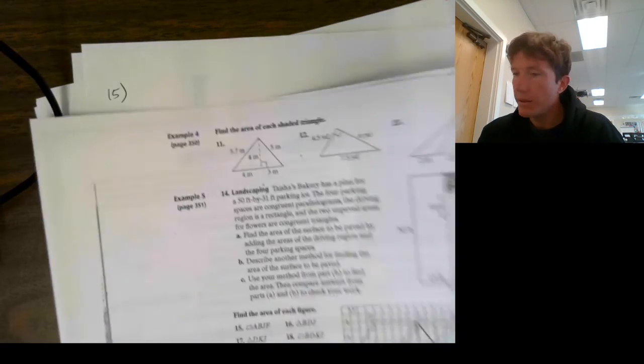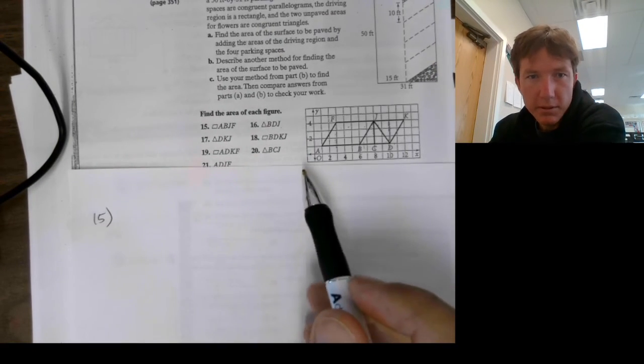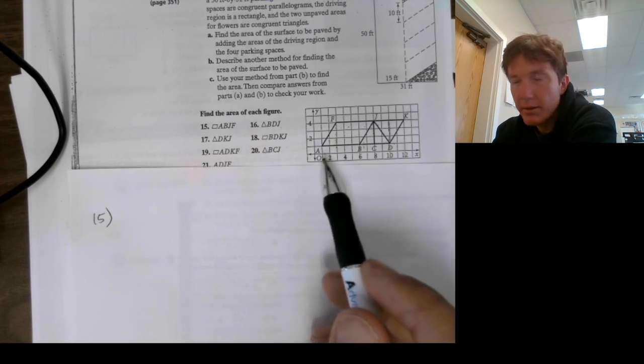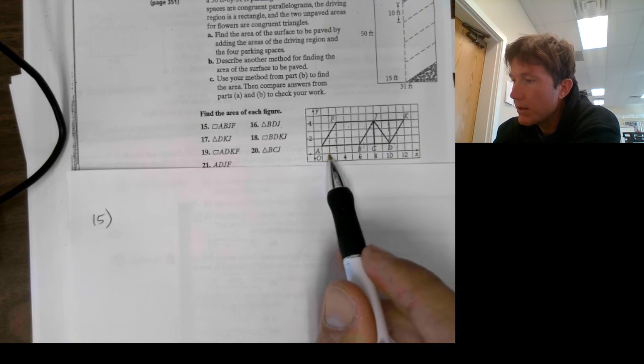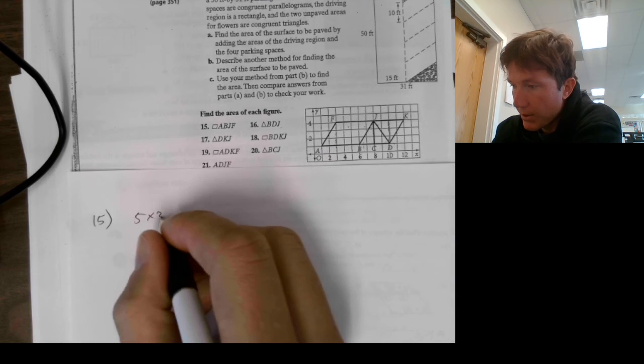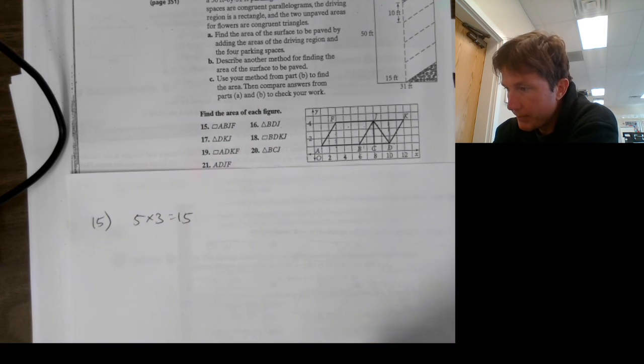Okay, so number 15. Find the area of each figure. Here's the figure. Let's do it like this. So the figure they want to do ABJF, ABJF is this parallelogram here. So we need to figure out how large our base is. This is 1, 2, 3, 4, 5. And the height is 3, so this will be 5 times 3 is 15.